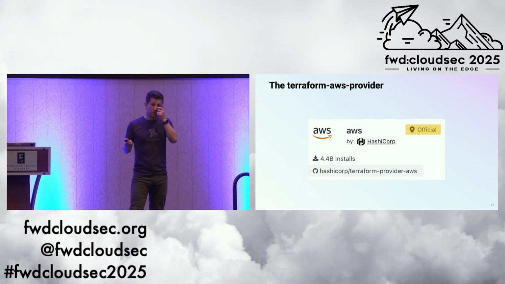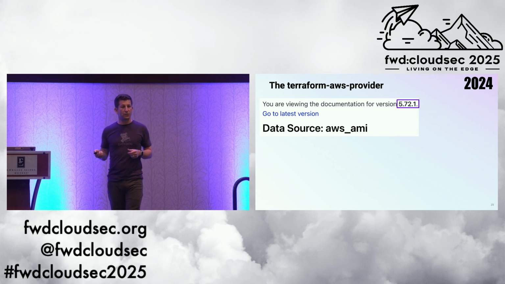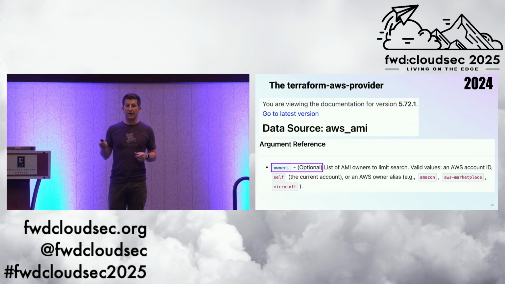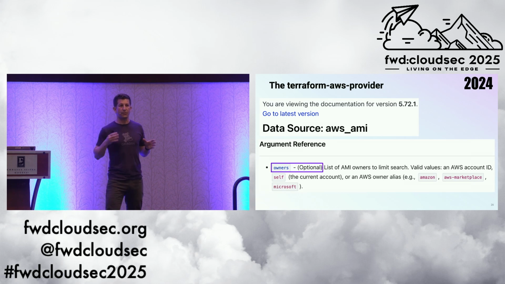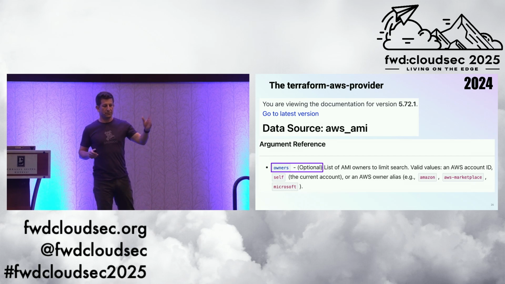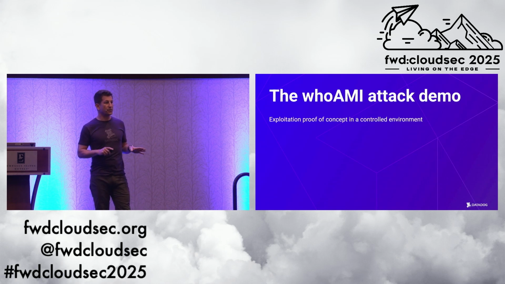So I went to the documentation. Is this thing required or optional? And as of 2024, when I started doing this research, it was optional. So this is the point where I knew I had a theoretical attack in place, but that's all I knew. I was new to this AMI stuff. So let's see what the attack looks like when I tested it in my own account to prove the theory, or two accounts that I control.